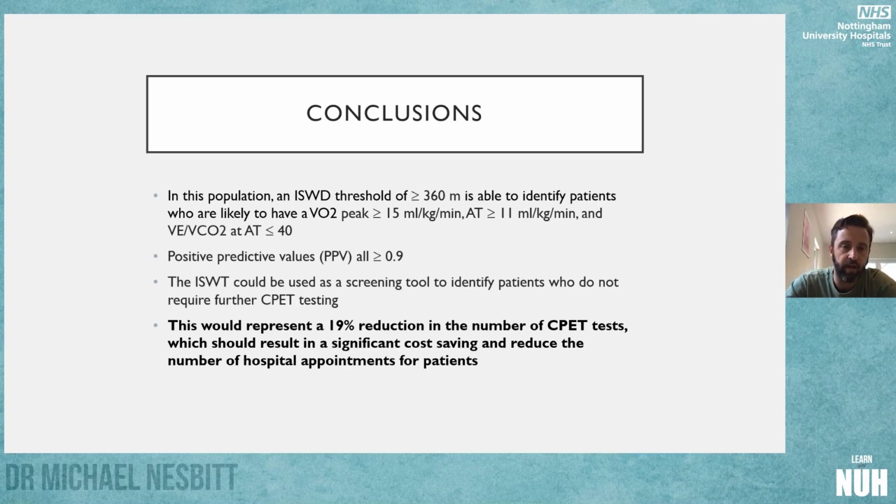From that, I concluded that a threshold of 360 meters demonstrates a reasonable ability to identify patients who are likely to have CPET parameters that would be deemed acceptable or satisfactory to proceed with surgery. The positive predictive values for that threshold predicting all of the parameters that I've mentioned before were in excess of 0.9. And I feel that it's reasonable to use the shuttle walk test as a screening tool to identify patients in this cohort who might not necessarily need further CPET testing. And for this cohort of patients, that would lead to a potentially 19% reduction in the number of tests, a significant cost saving, and hopefully improve patient experience.